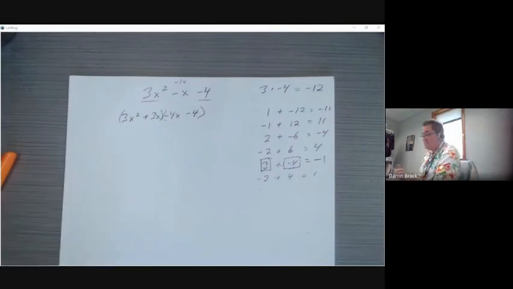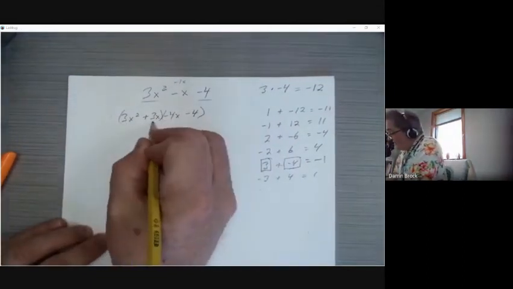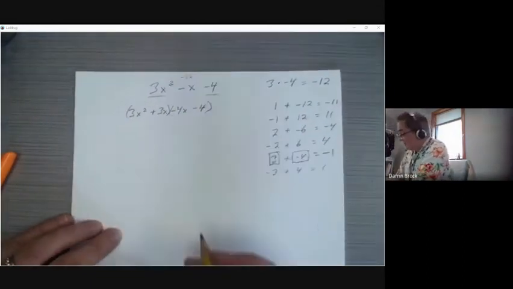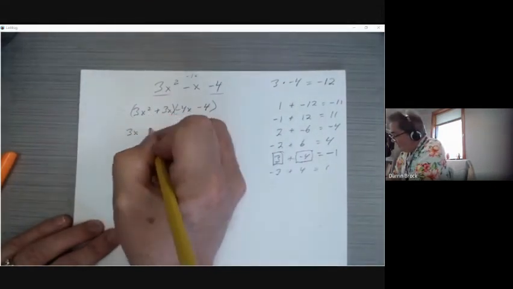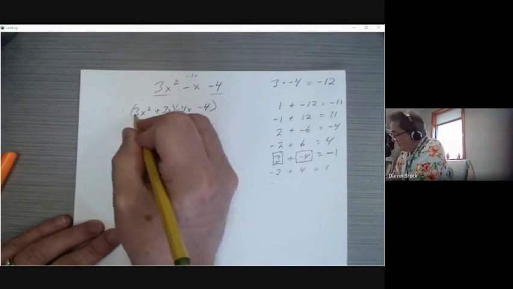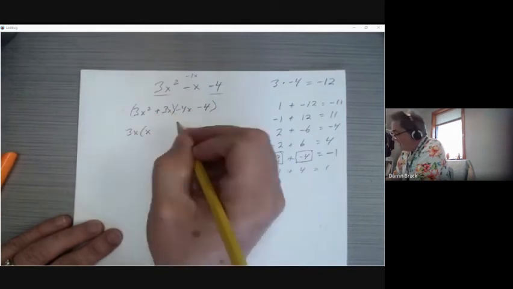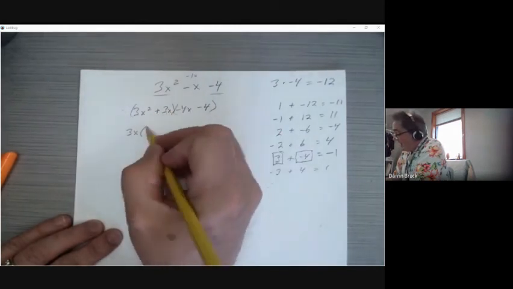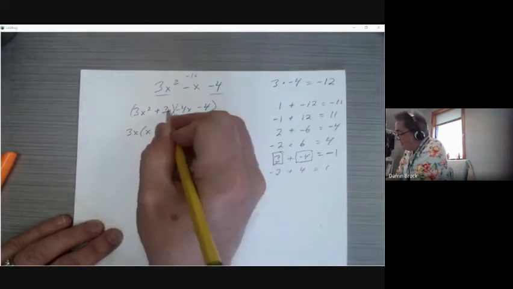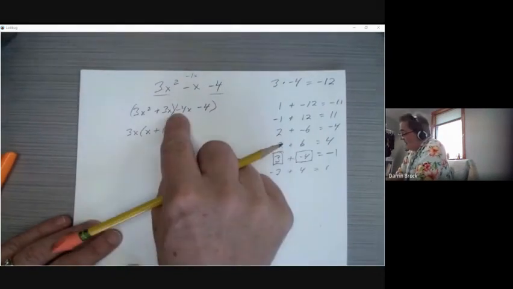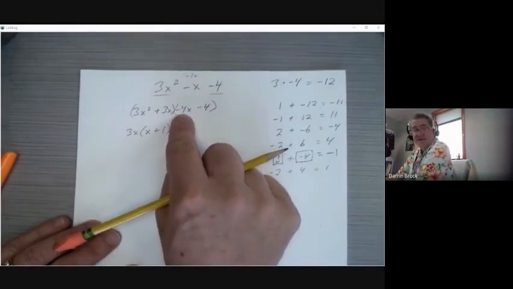So in this first group, I can factor out a 3x. See, there's a 3x in both of those, 3x squared and 3x. So I'll factor out a 3x, which leaves, when I factor 3x out of 3x squared, just x. When I factor 3x out of 3x, I just multiply it by 1 to get back, right? 1 times 3x will get me back there. Now I have negative 4x minus 4.